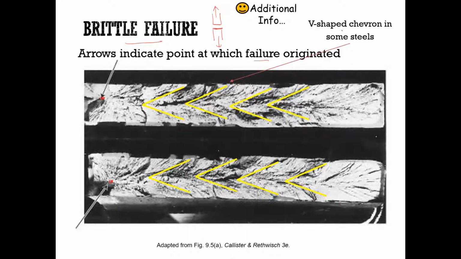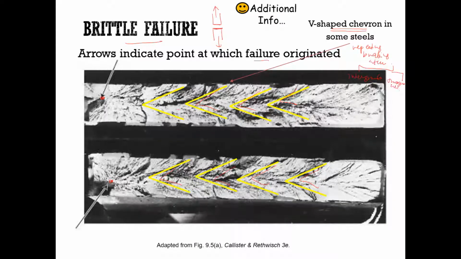For this brittle failure, we will get this kind of V-shaped chevron in some steel. Another thing about brittle failure is that the crack propagation corresponds to the repeated breaking of atomic bonds, within either intergranular or transgranular paths.